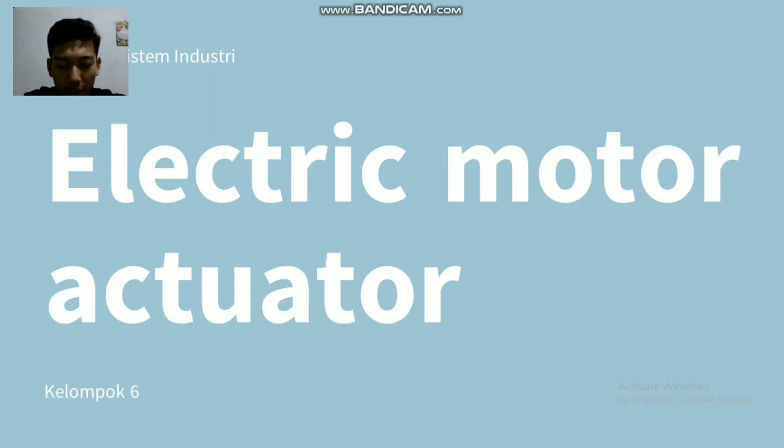Let me introduce myself. My name is Abrian Junior with student number 120190099. Here I will present about actuators. I am from Group 6, Class A, Industrial Automation System. This topic is electric motor actuator.